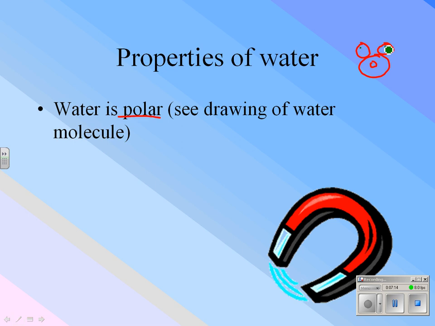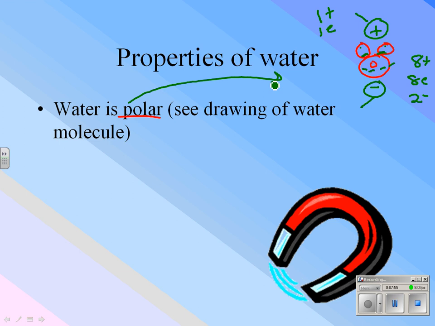Hydrogen atoms have one proton and one electron, but it's being shared. Oxygen has 8 protons and 8 electrons, 2 of which are being shared. That means that these other electrons are on this end of the water molecule. I drew them as negatives. And the protons are on that end of the water molecule, making water have a positive end and a negative end. Like a magnet, water is polar, has a positive end and a negative end.